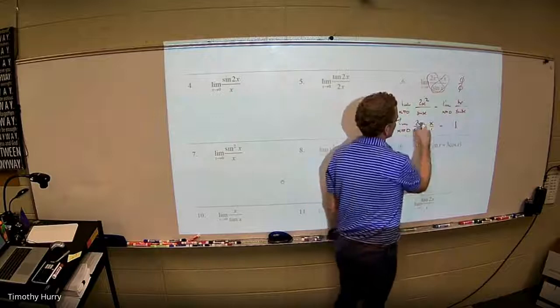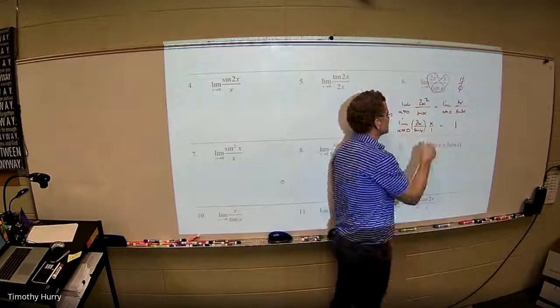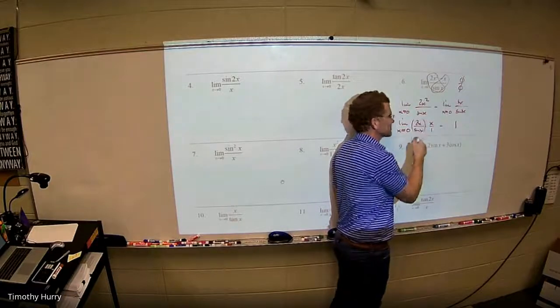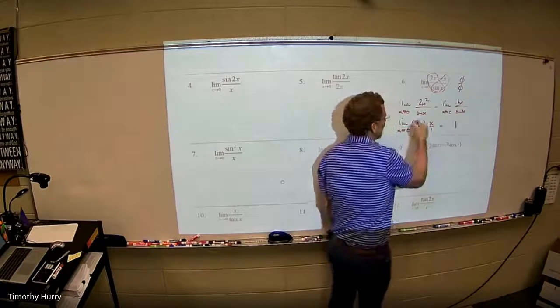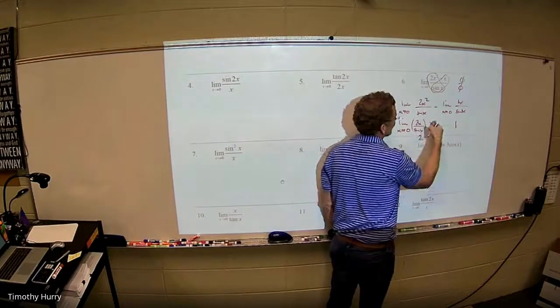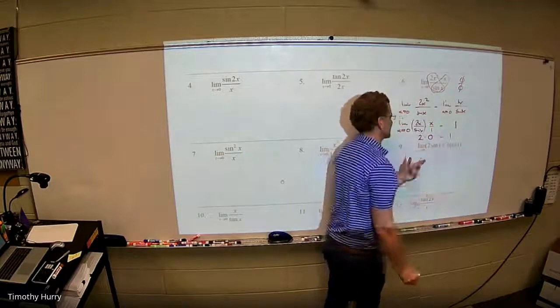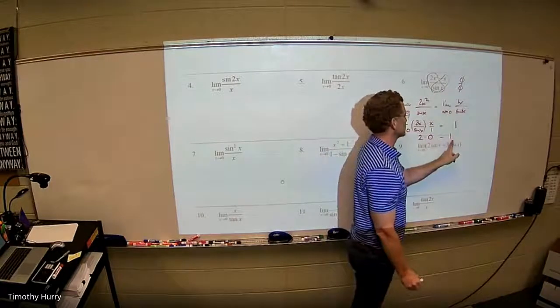Now what if I plug a 0 in here? Wait, does that give me 0 over 0? Yes. Is that something x over trig function of something x? Yes. A over b, 2 over 1. Now when I plug a 0 in that, I get 0 over 1. And when I drop down the negative 1, I end up getting what? 0 minus 1.